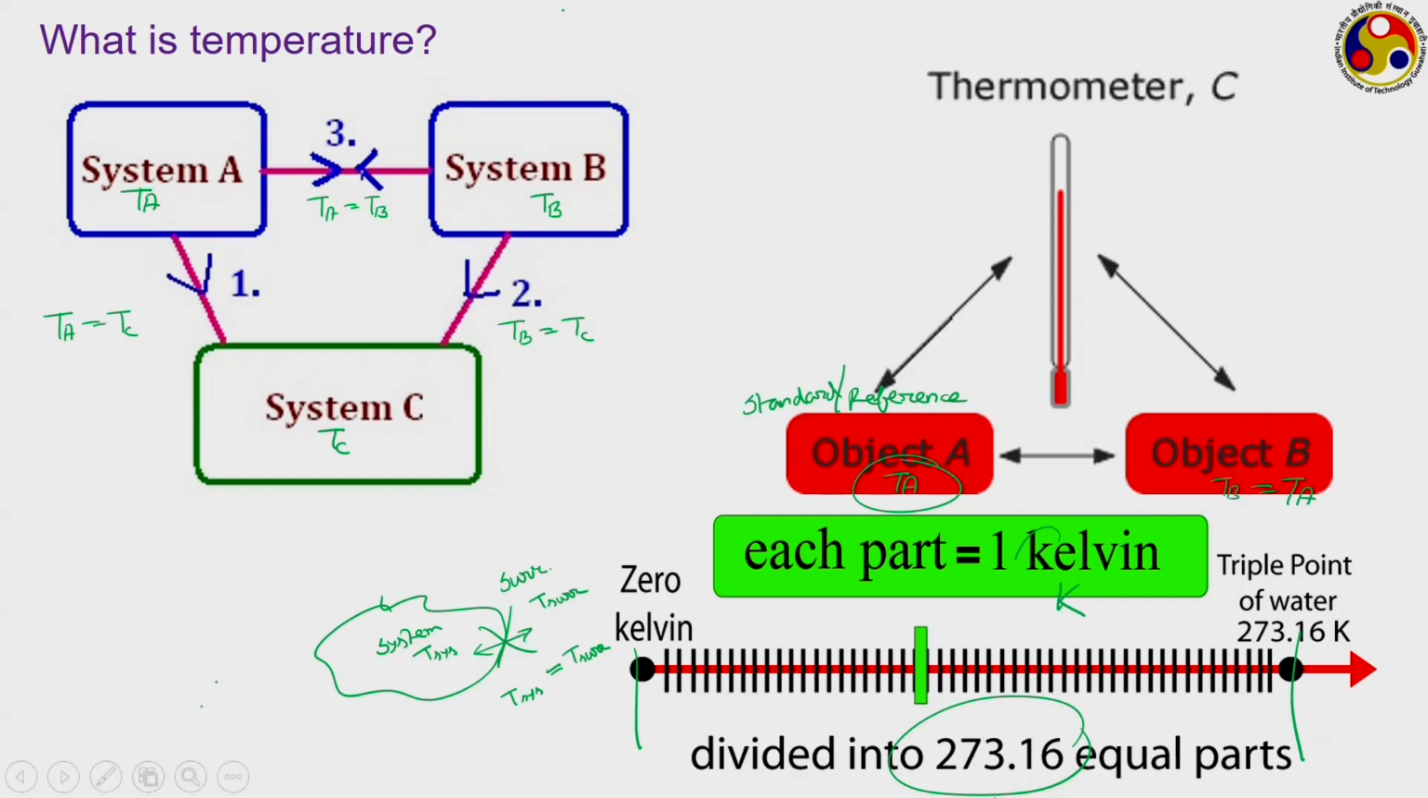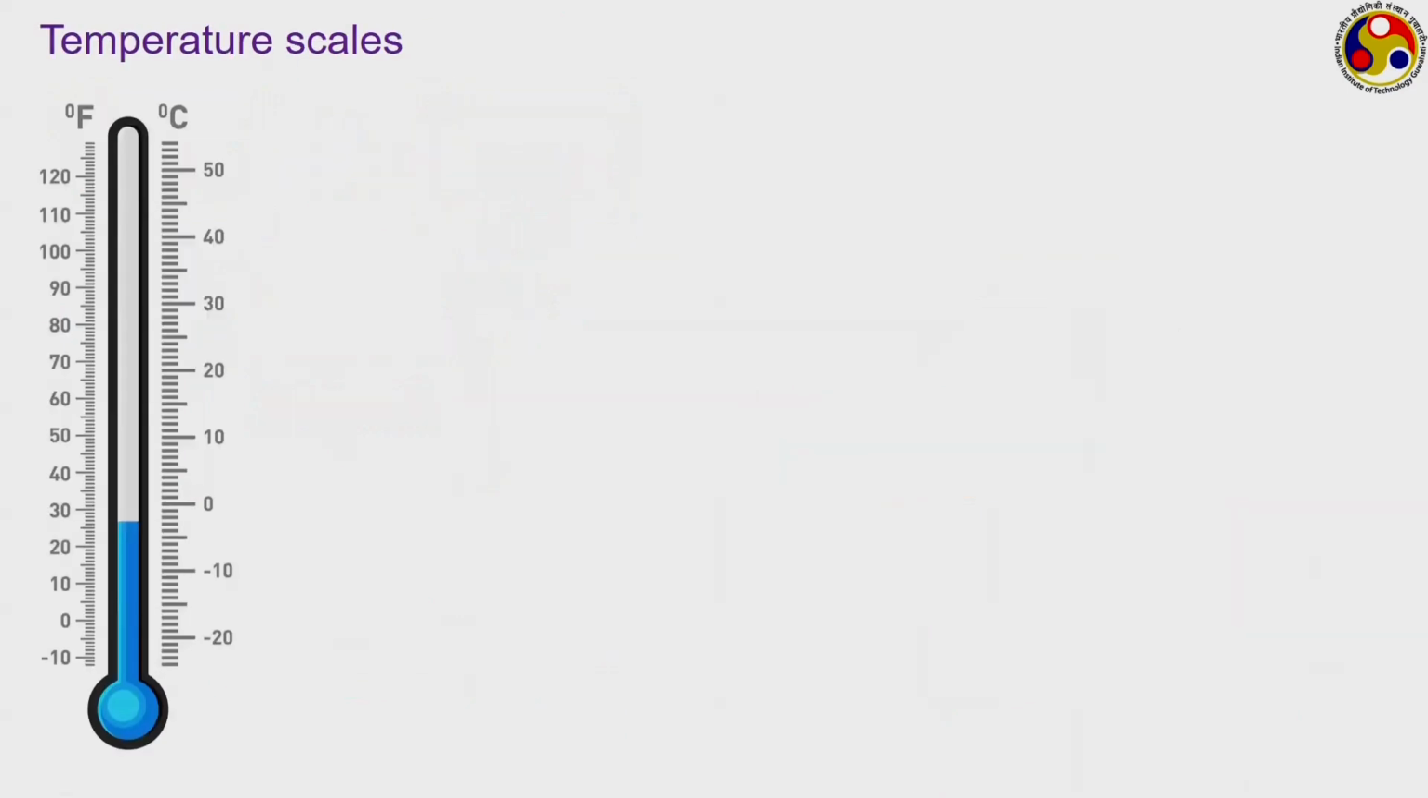But that is not the only scale, there are several other scales also, like the very common Celsius and Fahrenheit scales. The Celsius scale is named after its inventor, the French technician Celsius, whereas the Fahrenheit scale is named after the German inventor Gabriel Fahrenheit, who proposed these more or less at the same time, around the same decade in the early 19th century.